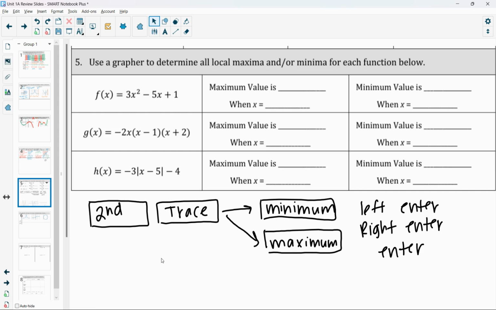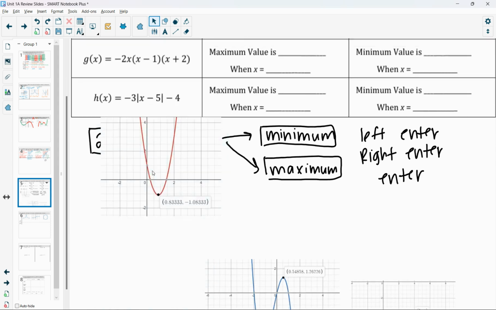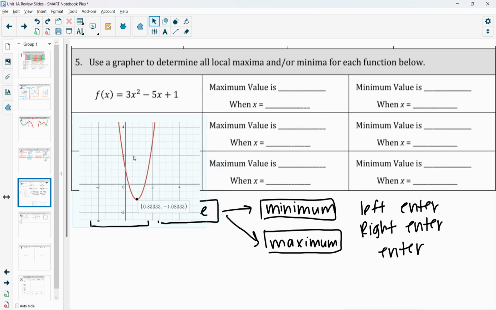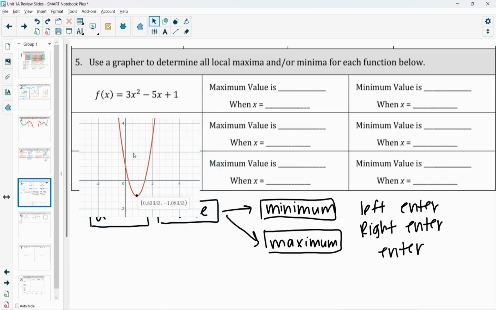Okay, so then I just did them in decimal so I can get screenshots for you so we can see them. So this is the first one. And so if you used your calculator correctly, this is the minimum you should have come up with, okay? So there isn't a max, okay? And this is our minimum. So our minimum value is negative 1.083 when x equals 0.0833. So that's for that first one, okay?